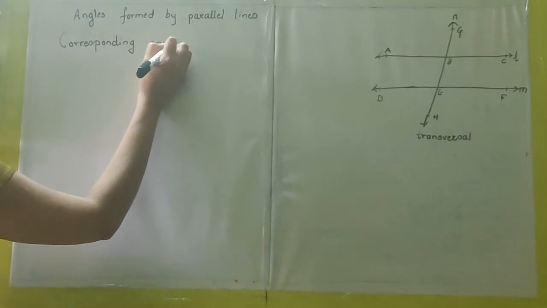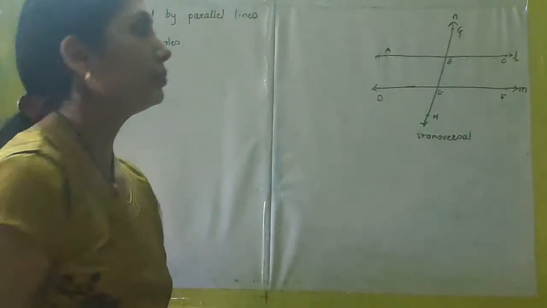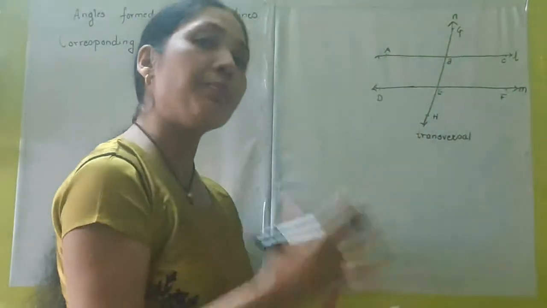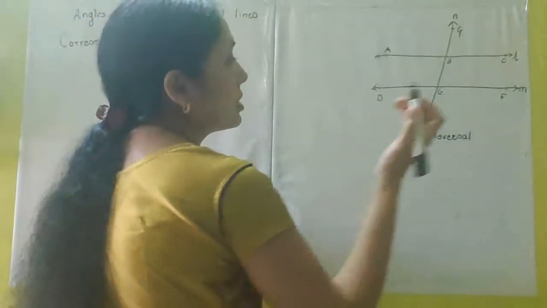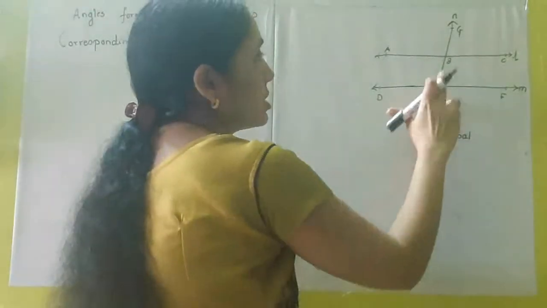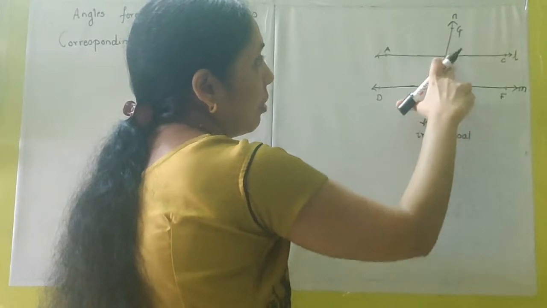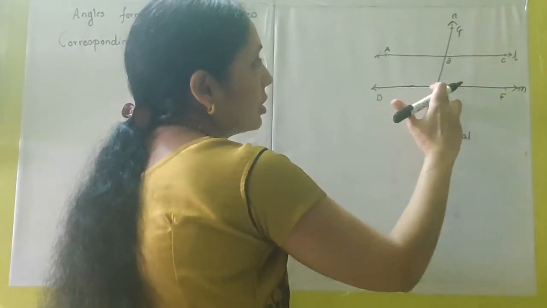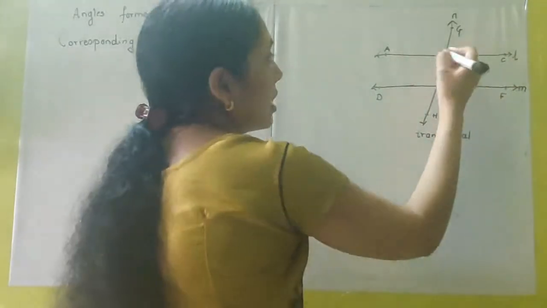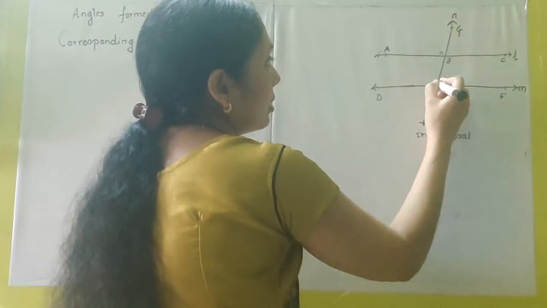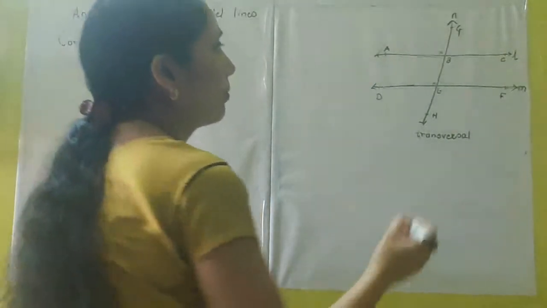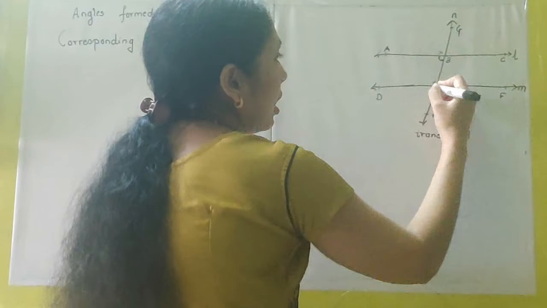Corresponding angles. Now what are corresponding angles? Angles which are exactly at the same position. Let's take for example this angle and this angle. They are at the same position. You can see this and this are above the line and to the right side of this transversal. Correct? Then I'll show it by different signs. This angle and this angle are above the line and towards the left. So they are at the same position. This angle and this angle.